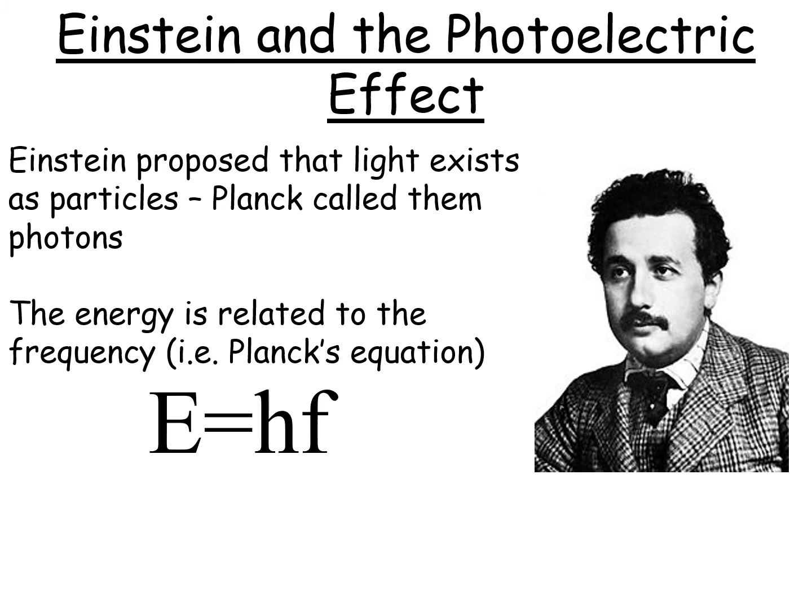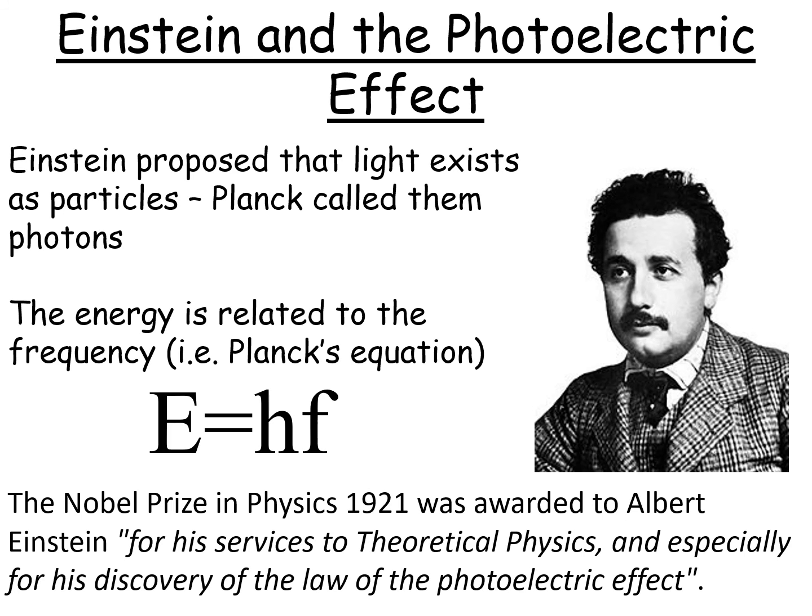Now, ironically, it was Einstein who used Planck's idea to actually explain the photoelectric effect. And this was the thing that he actually won his Nobel Prize for, and not special or general relativity. So Einstein proposed that light exists as particles. Because they've got well-defined energies, that means they could exist as a lump of something, i.e. a particle. And he said that the energy is related to the frequency, E is equal to hf. So Einstein won the Nobel Prize in 1921 for his services to theoretical physics and especially for his discovery of the law of the photoelectric effect.